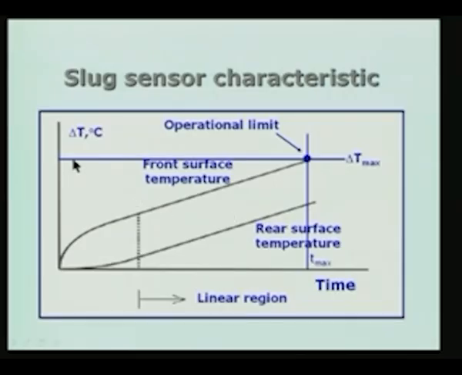And if I again have a certain operational limit for the transducer, so I can say that up to some t equal to t max I can use the slug sensor, so that the temperature limit specified is not exceeded. Secondly, I also have to find out the time over which the back surface temperature is going to be linear. So, initially there is non-linearity and then it becomes linear.